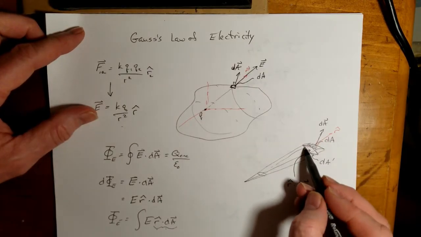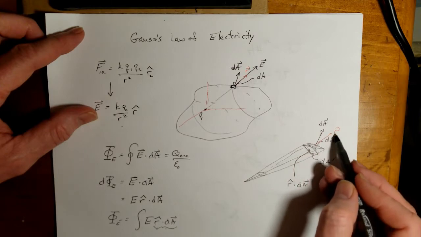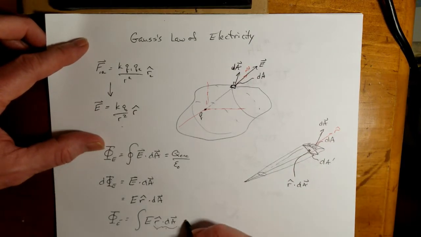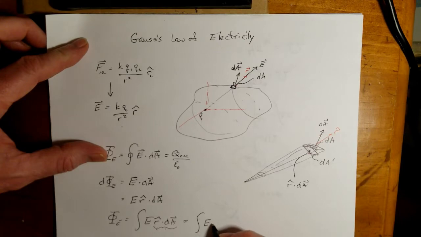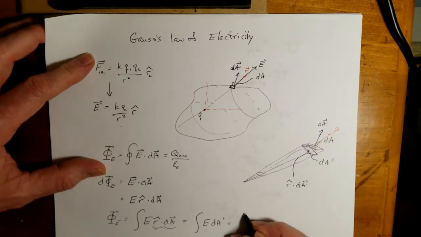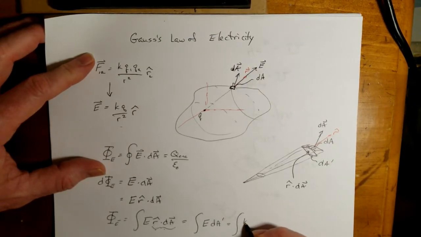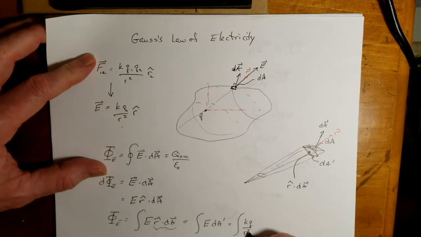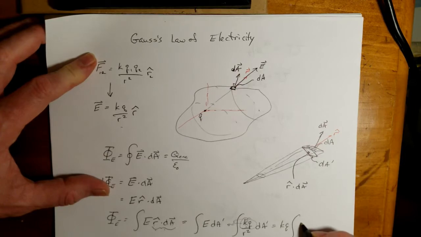Since A prime is the part that is perpendicular to r here, this is equal to the integral of E dA prime, which is the integral of KQ over r squared dA prime. That is constant, so that can come on out. Matter of fact, Q is constant also, so that comes out too. So this becomes KQ integral of dA prime over r squared.